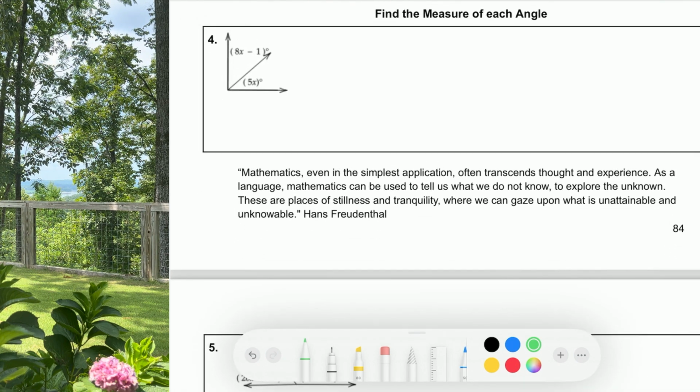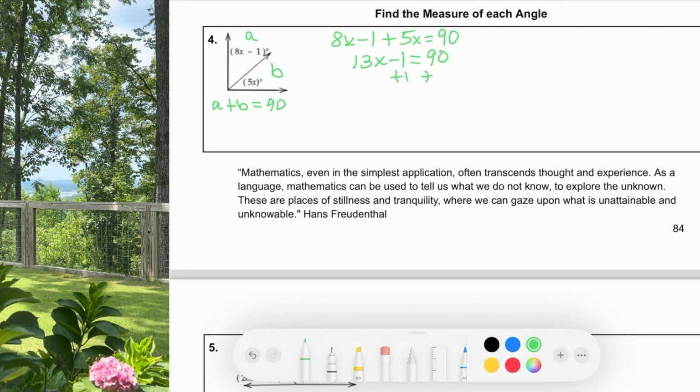Now let's find the measure of each angle. So number 4, we have the A plus B equals 90 situation. So I'm going to label this one A, label this one B. I'm going to replace A with 8x minus 1 plus what we have for B, which is 5x, and they equal 90. 8x plus 5x is 13x minus 1 equals 90.